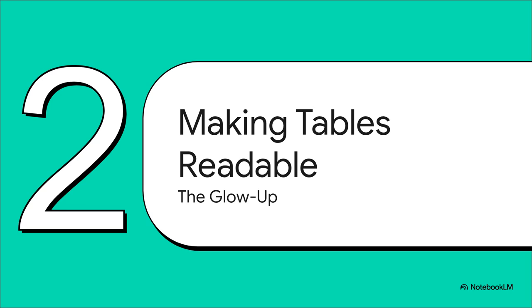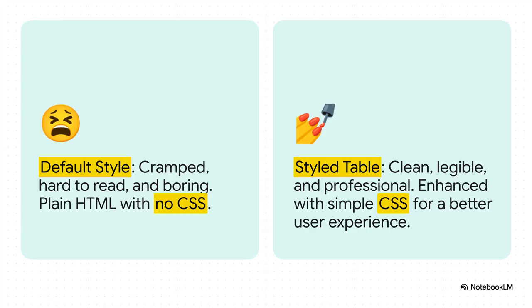All right, section 2, making tables readable, the glow up. So a plain unstyled table, it works, but man, is it ugly. With just a tiny bit of CSS, we can make it absolutely shine. And just look at the difference a little styling makes. On the left, you've got the browser default. It's cramped, it's hard to read, it's just a wall of text.